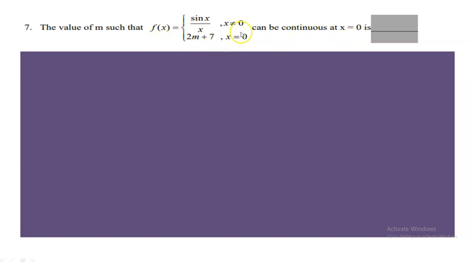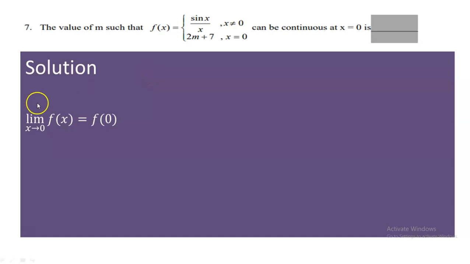So dear students, this function is continuous everywhere, as you see, except 0 because it is broken at 0. It has been said that the function is sine x over x for any value except 0, and when it is 0, it is 2m plus 7. So we have to create a case of amendment for this function to be continuous at 0. So to do that, what we need to do is recall the definition for continuity. So the solution goes like this.